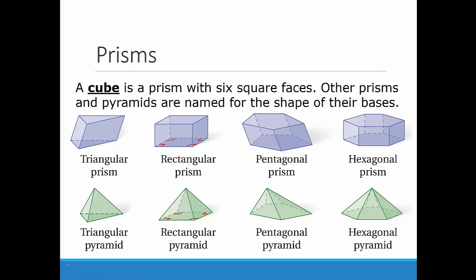So a cube is a prism with 6 square faces. Other prisms and pyramids are named for the shape of their bases. So a triangular prism has a triangle on the bottom. Rectangular prism has a rectangle. Pentagonal prism, you guessed it, has a pentagon. On and on. We can do this with as many of these bases as we want to, but that's how we name them.